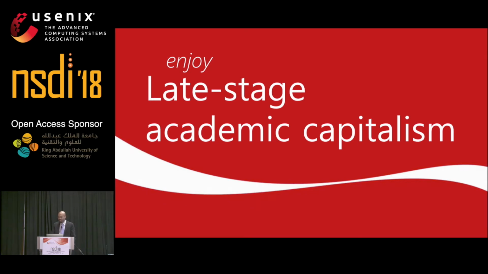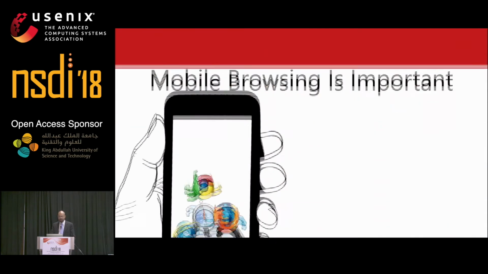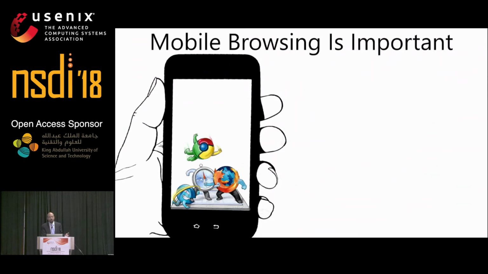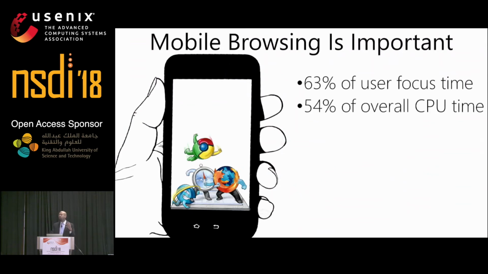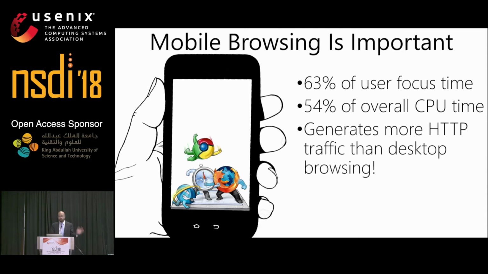So anyways, we got about 19 minutes left, so let's talk about mobile browsing. So mobile browsing is obviously very important. Recent empirical studies have shown that smartphone usage consumes about 63% of user focus time with respect to browsing. And browsing also consumes about 54% of overall CPU time. So in fact, mobile browsing actually generates more HTTP traffic now than desktop browsing. But alas, mobile browsing is actually a challenging technical space. And the reason is that a successful mobile browsing experience requires you to optimize for a bunch of different metrics.